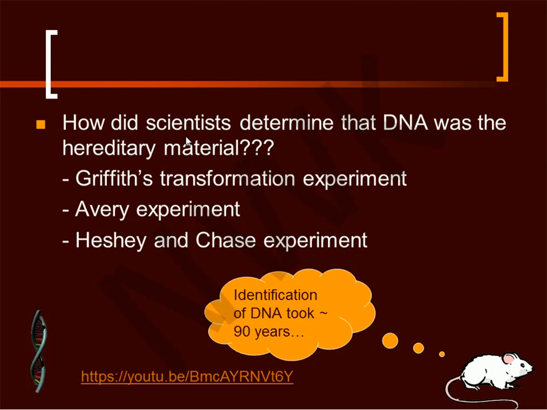Some of the scientists thought that protein is the heredity material, not DNA. So that's why a few scientists like Griffith, Avery, Hershey and Chase conducted a few experiments. From the experiments, they confirmed that DNA is the heredity material, not other macromolecules. You can click this YouTube link for a detailed explanation, with an animation explaining these experiments.